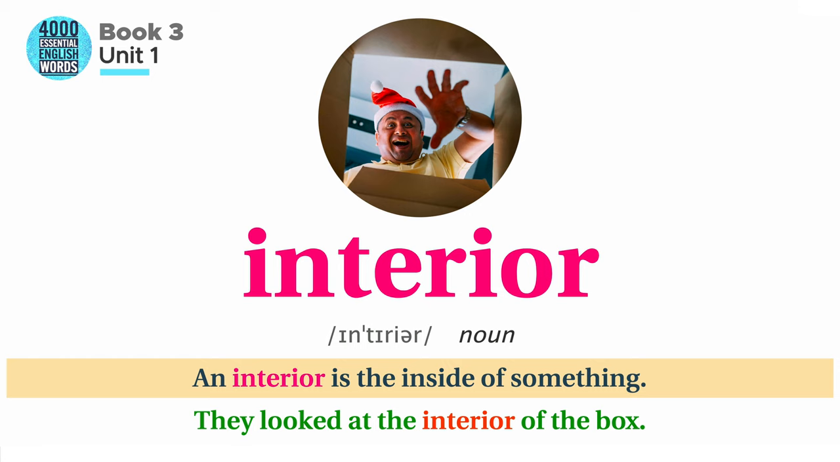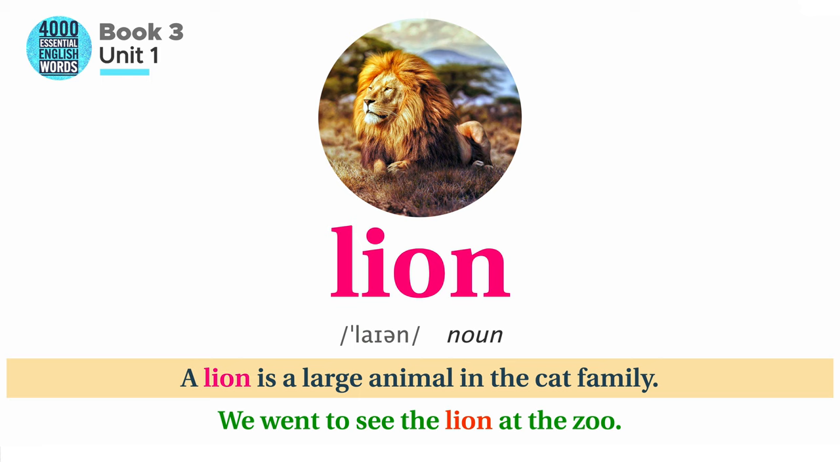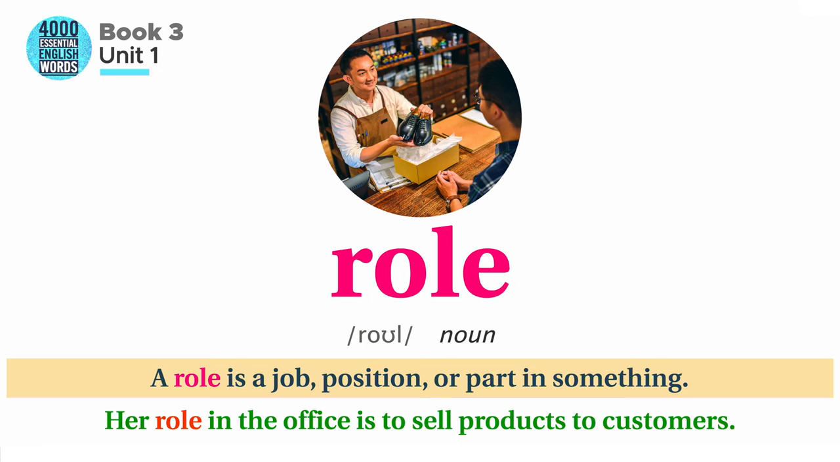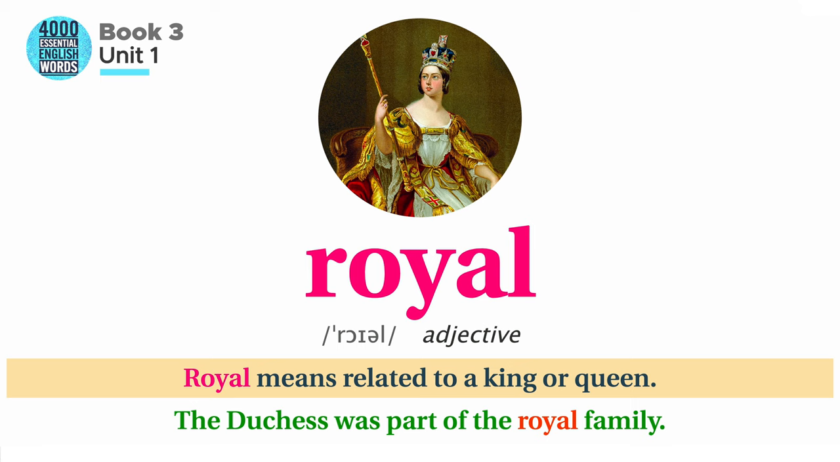Interior. An interior is the inside of something. They looked at the interior of the box. Lion. A lion is a large animal in the cat family. We went to see the lion at the zoo. Role. A role is a job, position, or part in something. Her role in the office is to sell products to customers. Royal. Royal means related to a king or queen. The Duchess was part of the royal family.